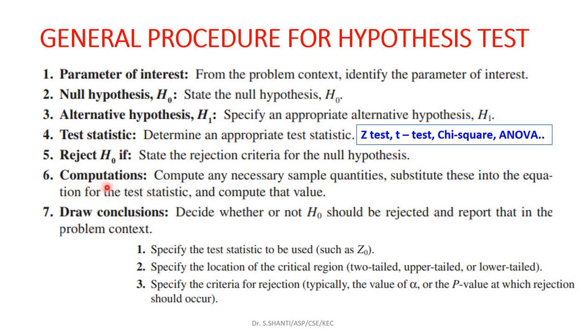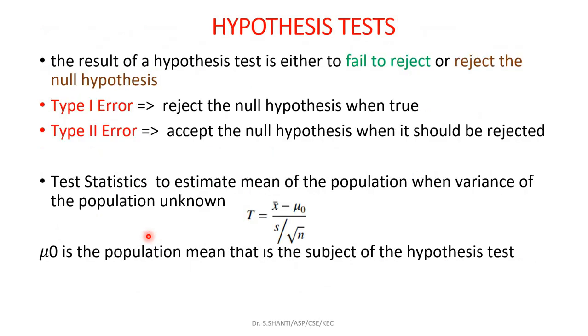Then here we have to compute the test statistic value. Then based on that test statistic and the rejection criteria value, we have to come to a conclusion. So these are the different steps in a hypothesis test. The result of a hypothesis test is either to fail to reject or reject the null hypothesis.